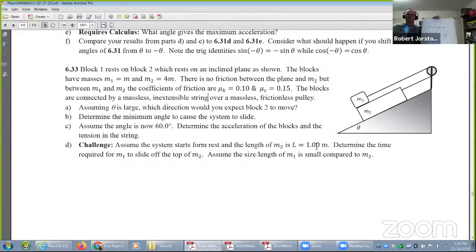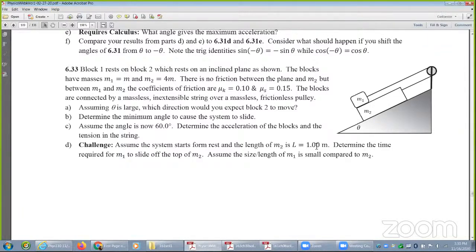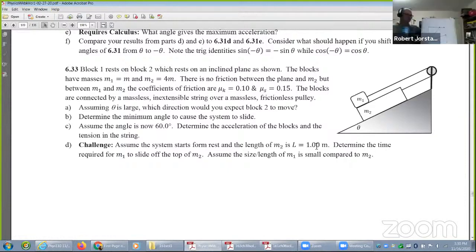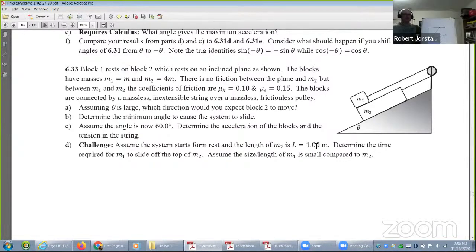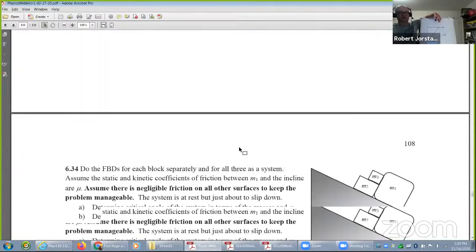So the moral of the story is, if you have a system FBD, you could always draw separate FBDs as well to double check the system. You know what I'm saying? Okay. So just because you don't have to do that extra FBD, I still would do it anyways.